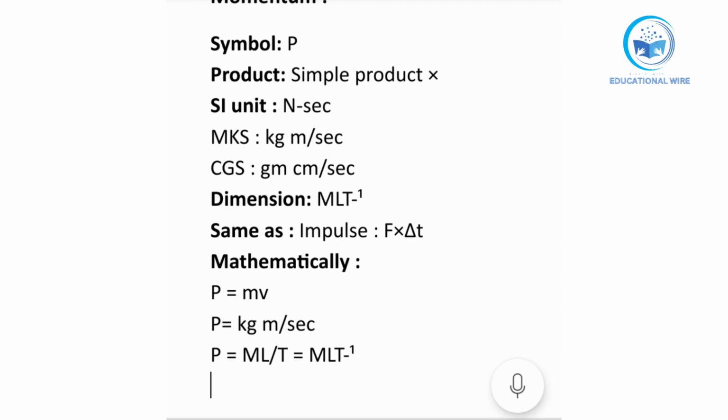Now move towards one more topic, that we are having the rate of change of momentum.